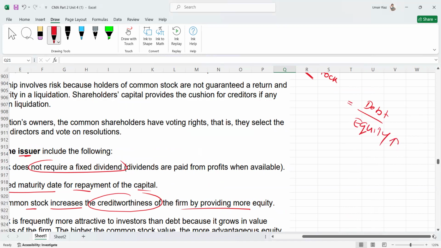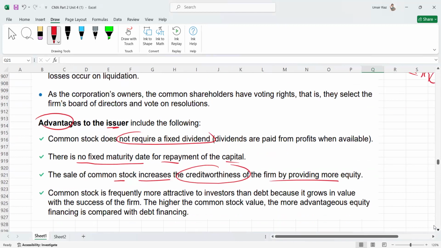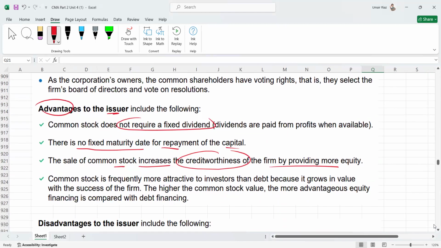So due to that, your leverage will reduce or your gearing will reduce, right? So whenever we issue the common stock, it reduces the risk of gearing. Then we have other advantages also. What other advantages? Obviously, even the dividend is not a legal commitment or a fixed commitment.